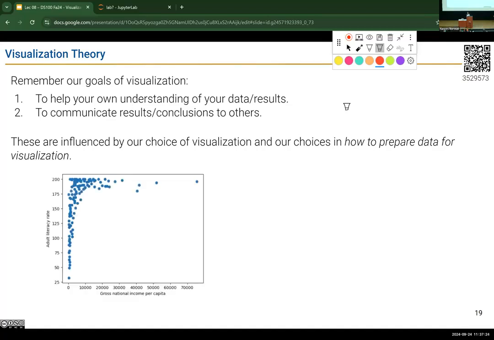And a lot of times what we're interested in doing is figuring out whether our data is linearized or not, in order to find trends in our data. So for example, what do I mean by that? If you take a look at this specific data set, it plots GNI with respect to adult literacy rate.